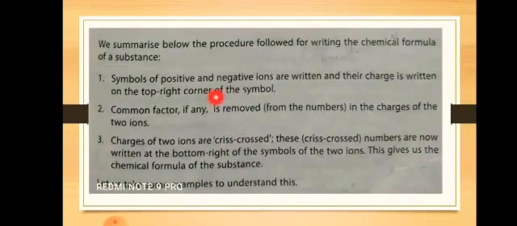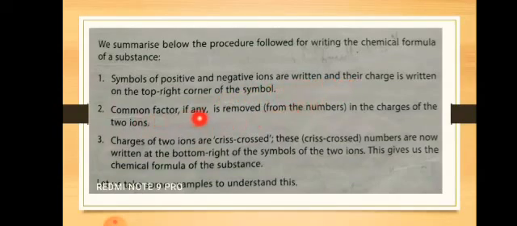Now let us learn the procedure followed for writing the chemical formula of a substance. Symbols of positive and negative ions are written and their charge is written on the top right corner. So to write a formula, first of all we should know the symbol of that thing, and then we will write the symbol and their charges on them.